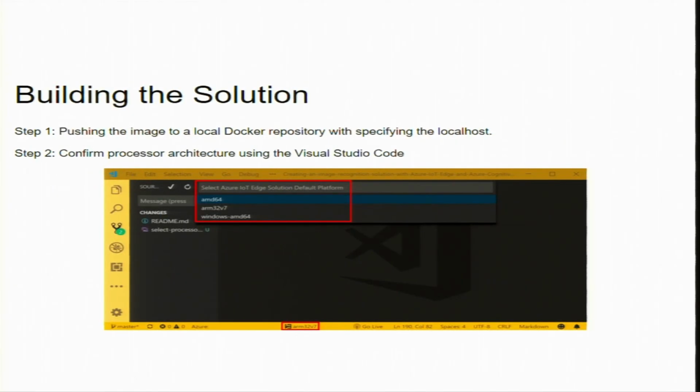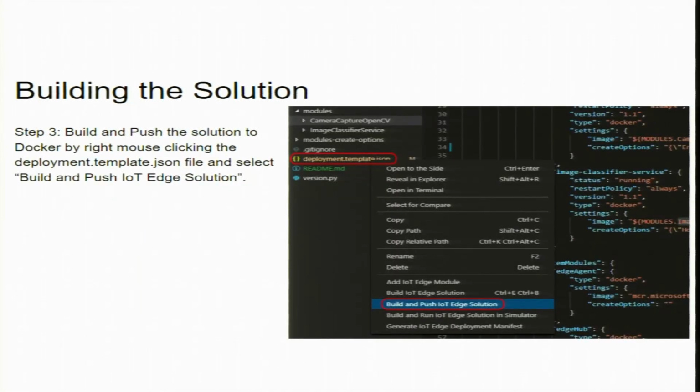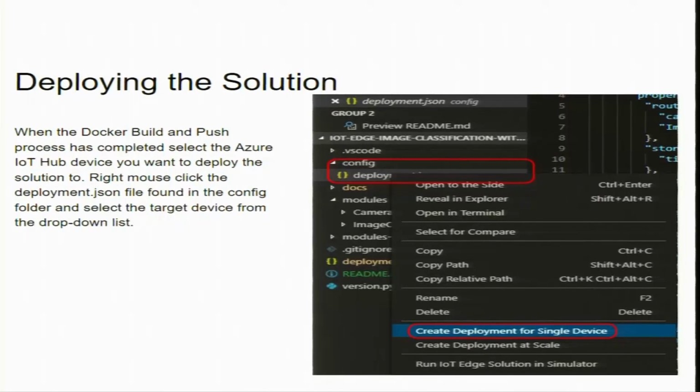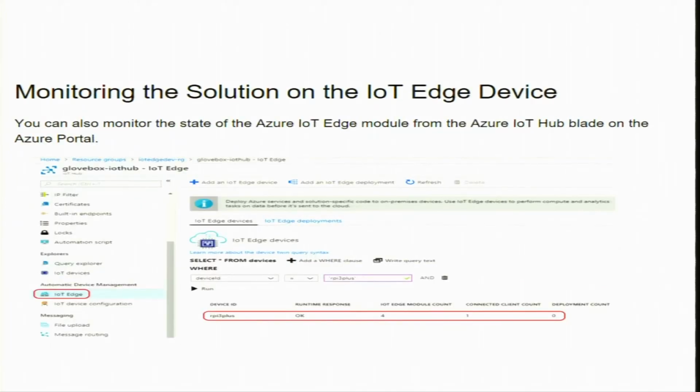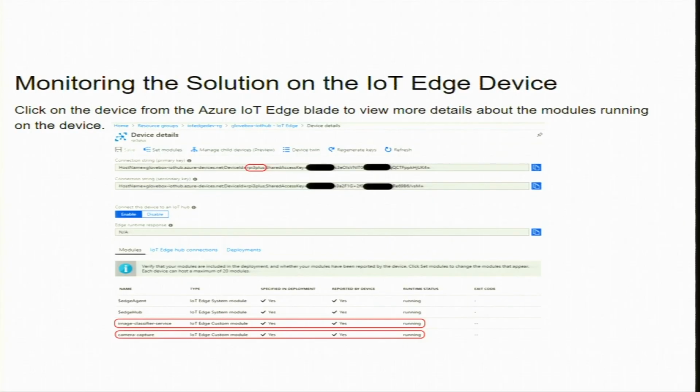So, these are some more details on how to build the solution. You deploy using Docker and containers, push it to the IoT Hub or IoT Edge, and then you can also monitor the functionality of that IoT Edge. So, that was a brief discussion on the practical side also.